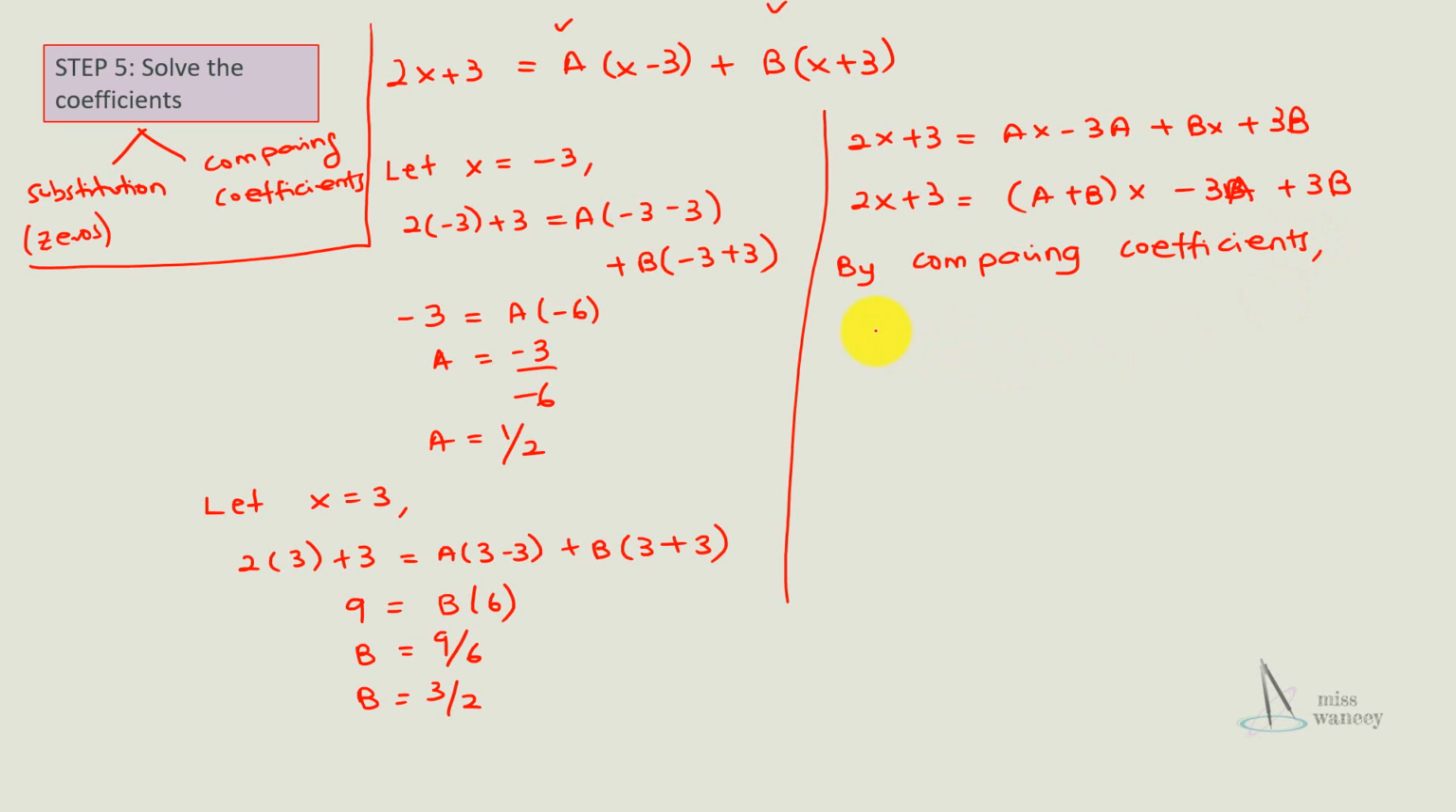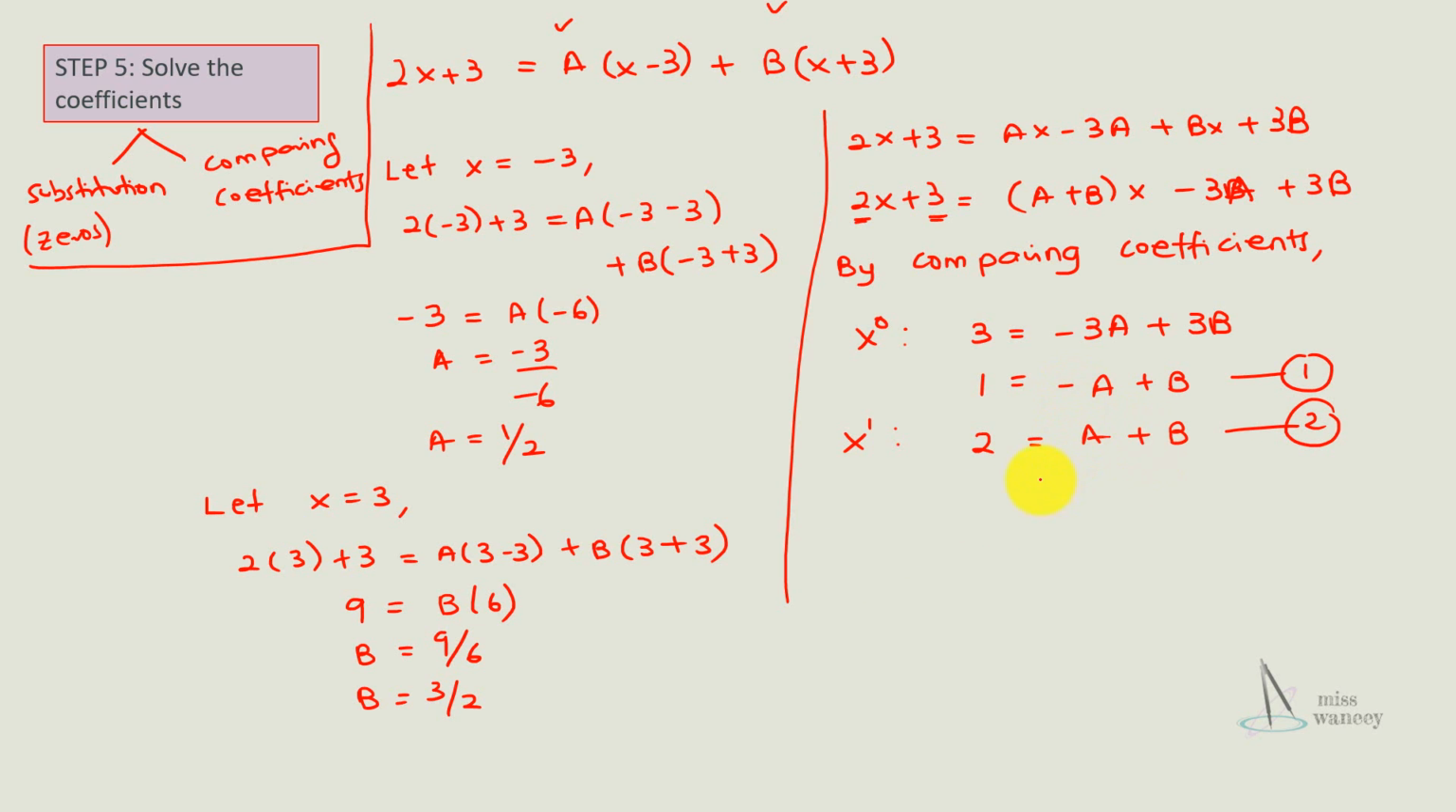we can see that for x to the power of 0, let us choose the constant. So we have 3 equal to -3a plus 3b. If you divide everything by 3, 1 is equal to -a plus b. So this is the first equation. For x to the power of 1, on the left hand side, I have 2. Simply take the coefficient without the x. So 2 is equal to a plus b. So this is the second equation.